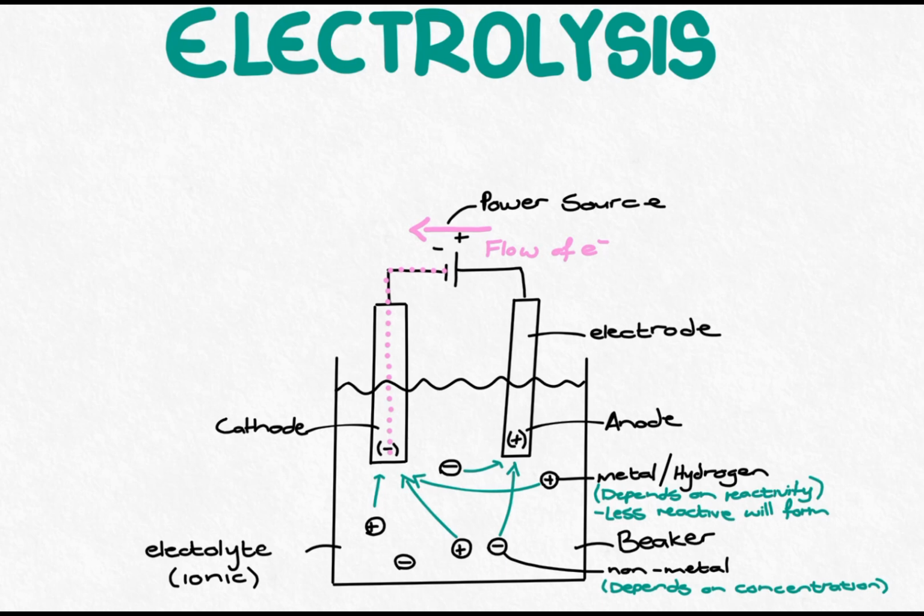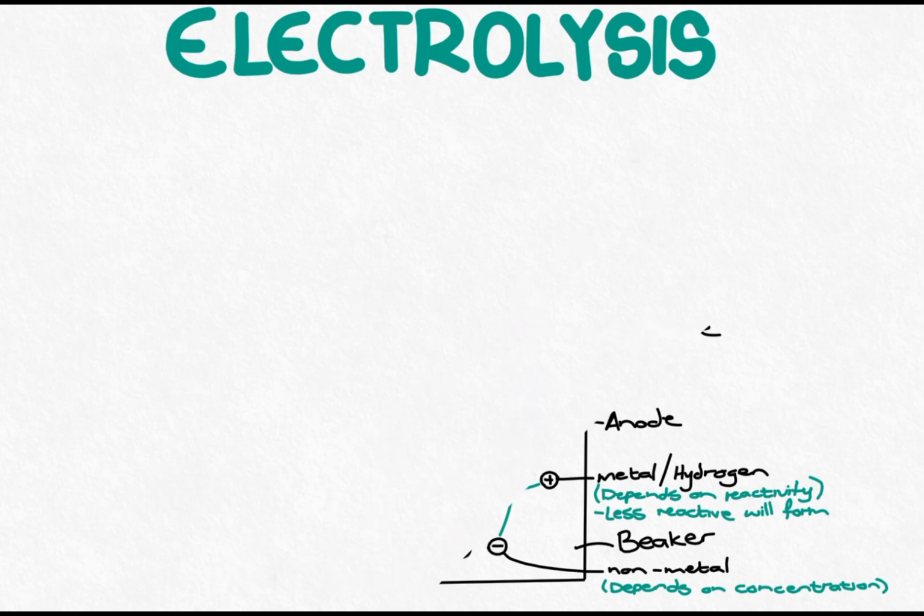Now the positive ions, my cations, are attracted to this electrode and move towards the cathode where they gain the electrons. My negative ions, so my anions, will then be attracted to my anode where they will lose electrons. These electrons will then move from the anode back towards the power supply. So if we think about a complete circuit, electrons are the charge carriers in the external circuit, and the ions are the charge carriers in the electrolyte.